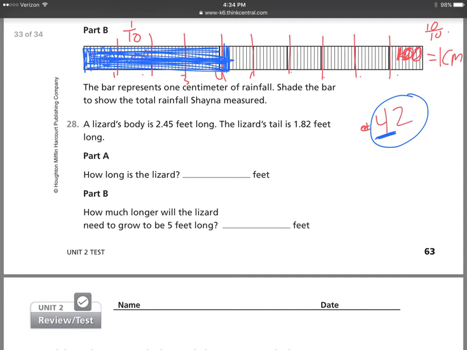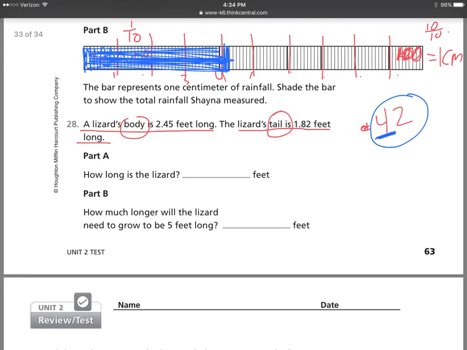Number 28. A lizard's body is 2 and 45 hundredths of a foot long. The lizard's tail is 1 and 82 hundredths of a foot long. Part A says, how long is the lizard? Well, you have the tail and you have the body. Both those parts make an entire lizard, so simply add those two together and you will know the total length of the lizard.